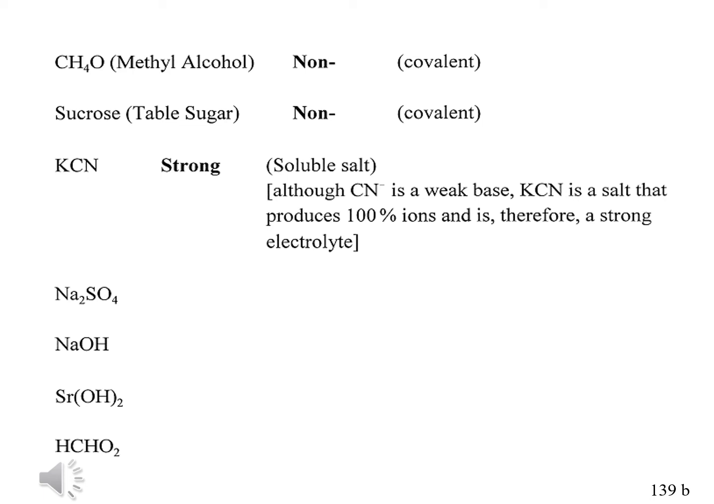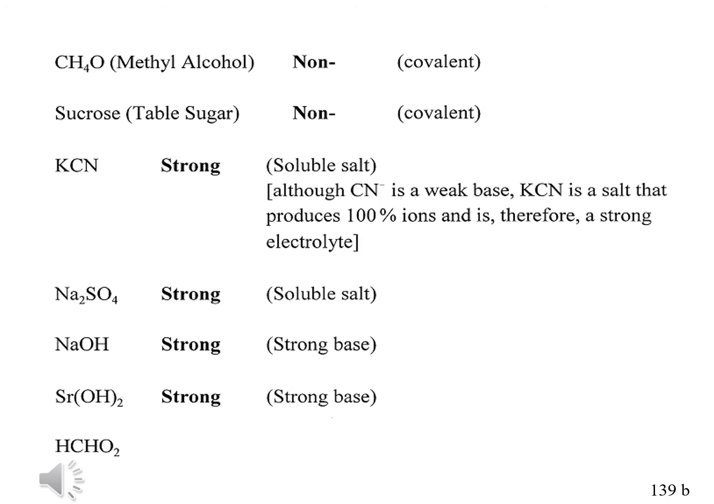That has to do with pH. You can see here that sodium sulfate is a soluble salt, and so all soluble salts, no matter what they are, are strong electrolytes because they make 100% ions. Now if you look at the next two, sodium hydroxide and strontium hydroxide, those are strong bases, and they also dissolve in water, and of course strong bases give you 100% ions, so they are also strong electrolytes.